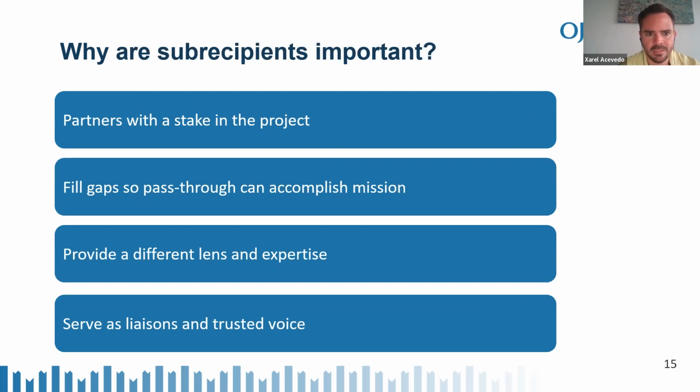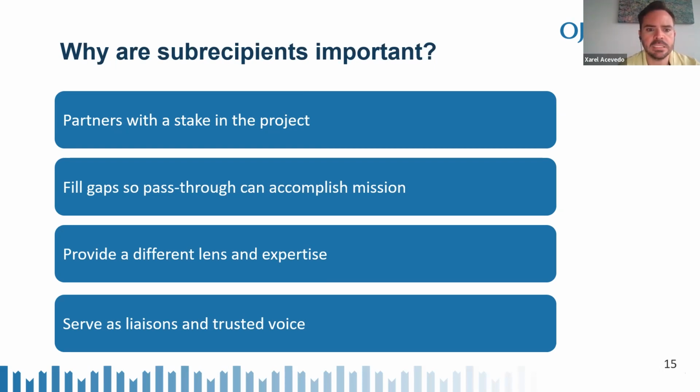All right, so the next slide says, why are subrecipients important? Okay. First of all, they are your partners with a stake in the project, okay? I like to say that they have key interests in the program and they have key tasks in the program, okay? They fill gaps so the pass-through entity can accomplish the mission. Okay, so we all know that sometimes as grantees, we just can't take care of everything, right? So they help us complete areas of the program that we just can't do, okay?